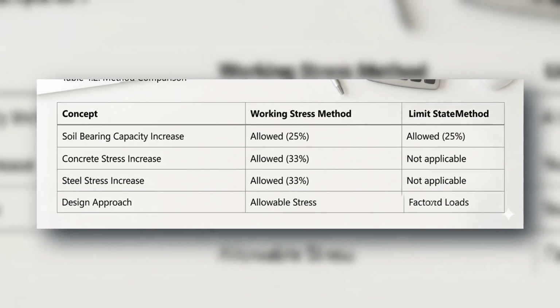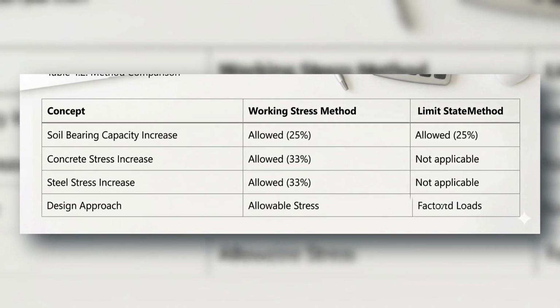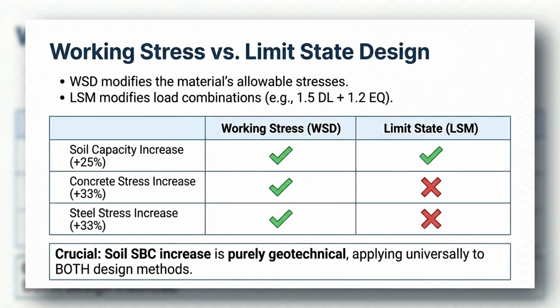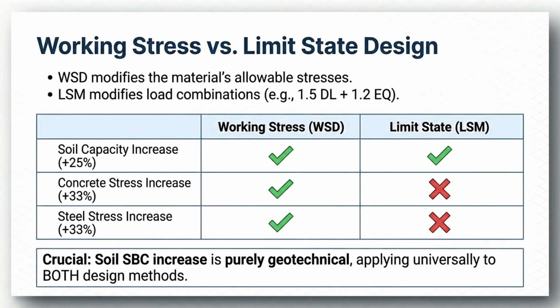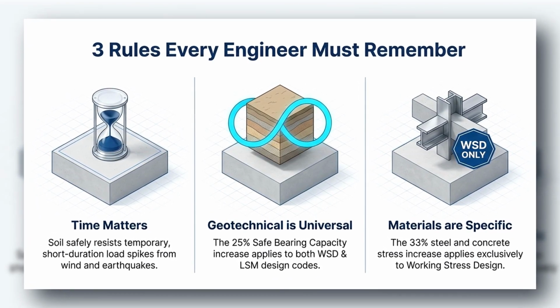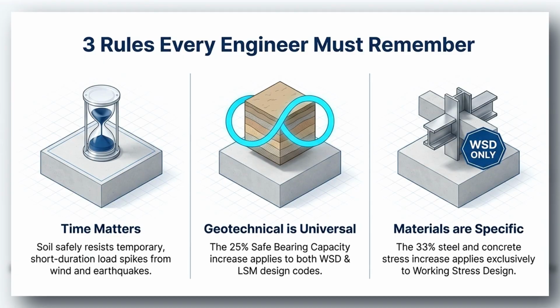So let us summarize everything clearly. I have mentioned all the important points from today's session. You can check out this summary over here for both limit state design and working stress design. Now, let's say if someone asks you in an interview, why is soil bearing capacity increased during earthquake? The correct answer is because earthquake and wind load act for a very short duration, so the soil can temporarily resist higher stresses without failure. And remember these two rules. See, the SBC increase applies to both working stress and limit state design. The material stress increase applies only to the working stress method.